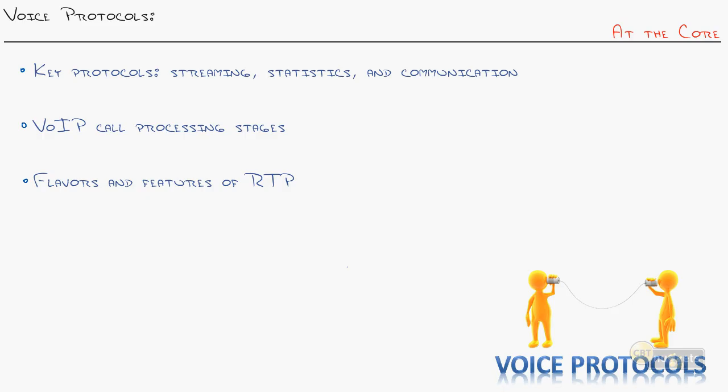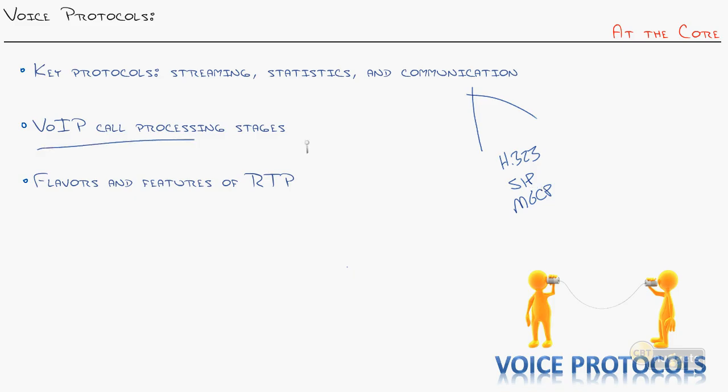So, what we're going to look at in this next little group of nuggets is the voice protocols that make it all happen. We'll look at the key protocols like RTP, RTCP, some of the streaming protocols, statistical protocols. Then we'll get into communication protocols, and that'll be our main focus. We're going to break these out and look at H.323, SIP, and MGCP, our primary signaling and communication protocols that make all of this happen.